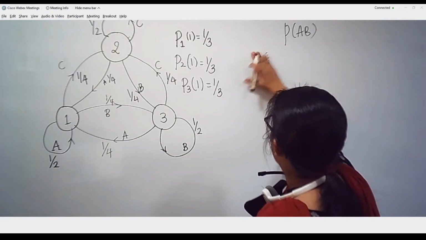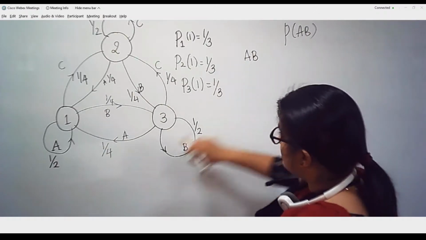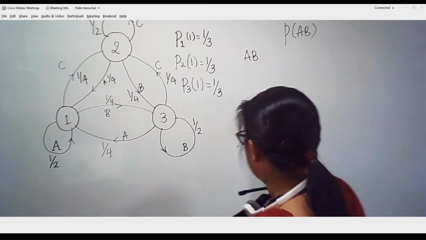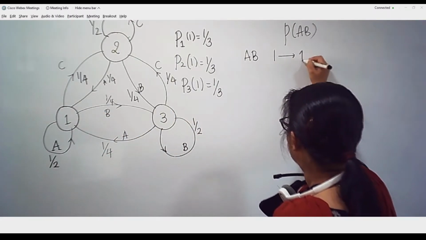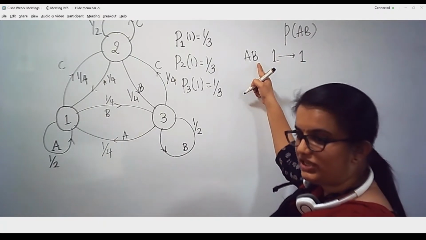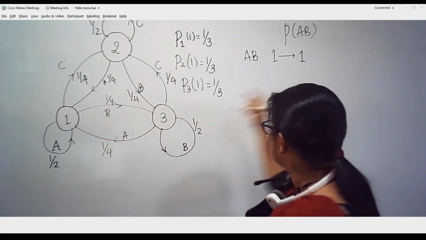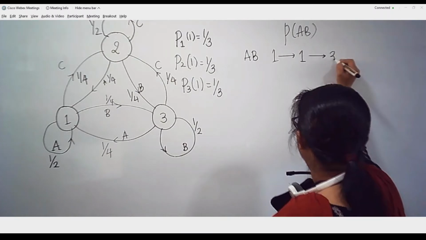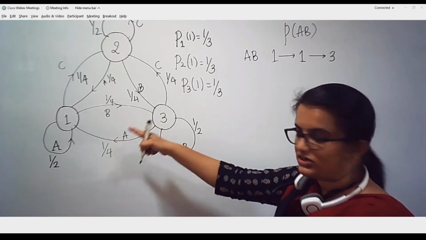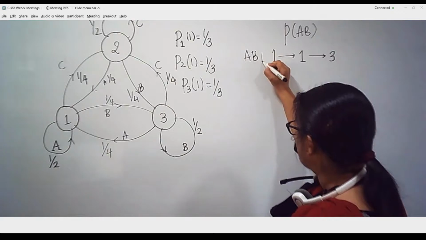I can generate AB in the first way by moving from state 1 to state 1, which generates letter A first. Then I can generate B. From being at state 1, I can generate B by moving from 1 to 3. So I am presently at 1, I can move to 3. This entire thing will generate the message called AB. This is the first possibility.